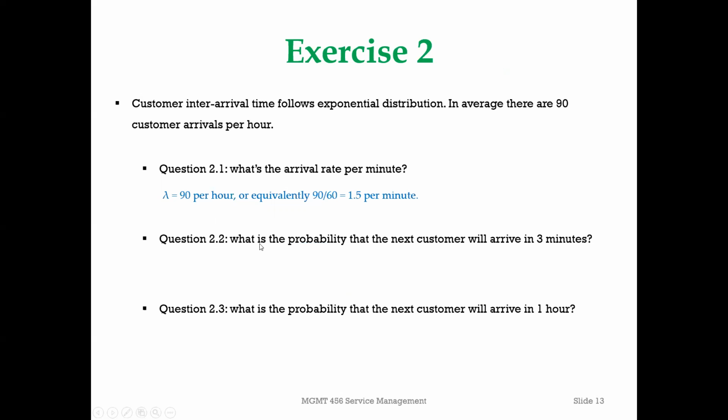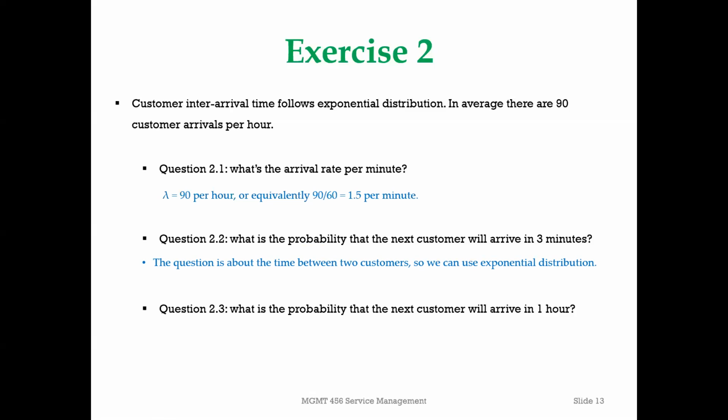Second question: what is the probability that the next customer will arrive in 3 minutes? Next customer arrives in 3 minutes. We're talking about the time between this customer and the next customer, and basically we're talking about inter-arrival time. So we can use exponential distribution. The question is about the time between 2 customers, so we can use exponential distribution.